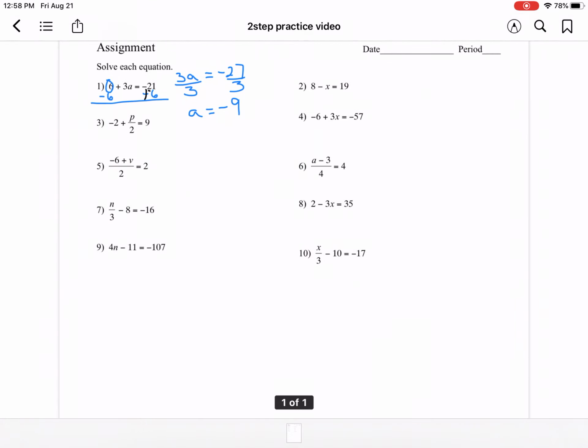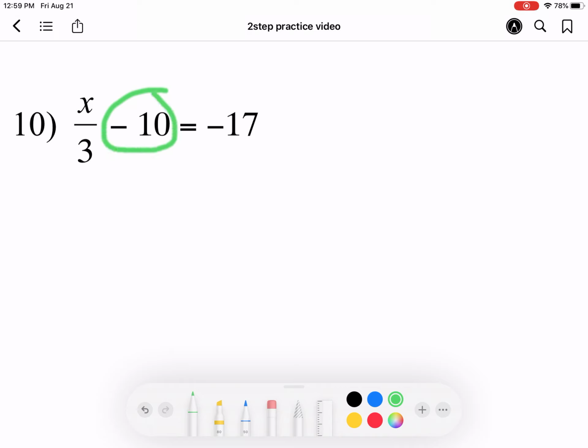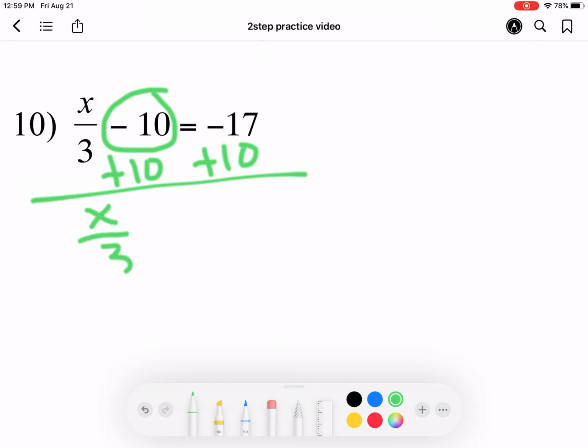Okay, the next one I will go to is going to be number 10. Number 10 says x divided by 3 minus 10 equals negative 17. So again, two steps, move the constant, move the coefficient. Let's identify our constant. Our constant is right there. So what are we doing? We're subtracting 10. So what is the inverse of subtraction? It's addition. So I add 10 to both sides. I'm left with x divided by 3 is equal to negative 17 plus 10 gives me negative 7.